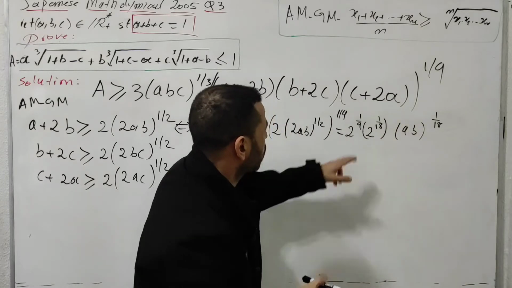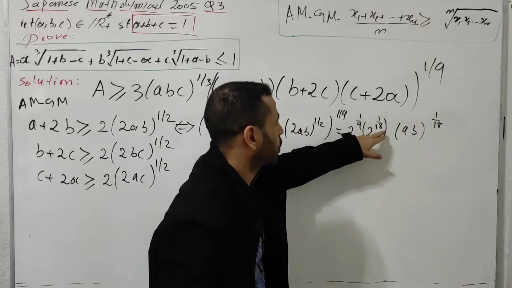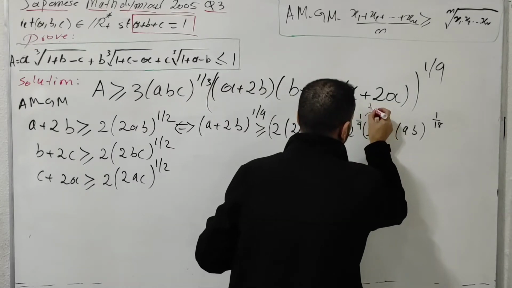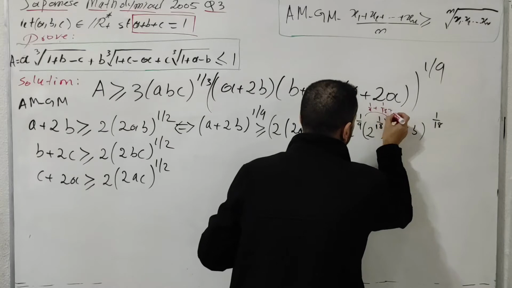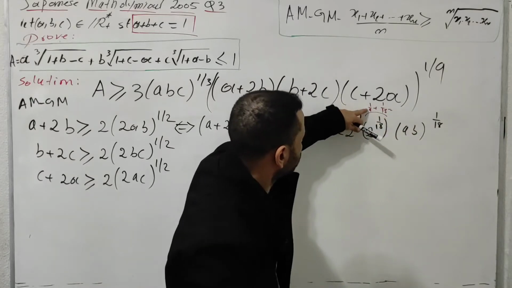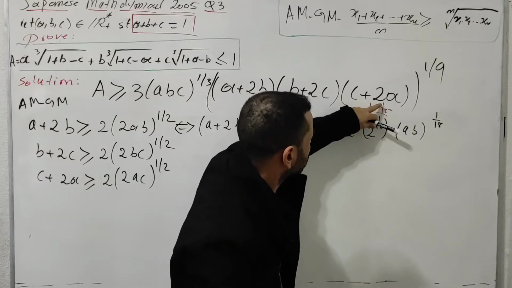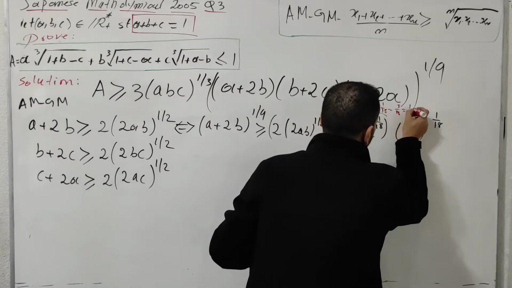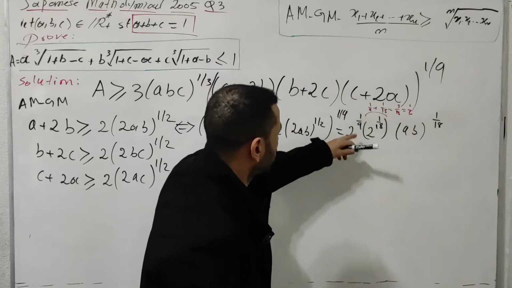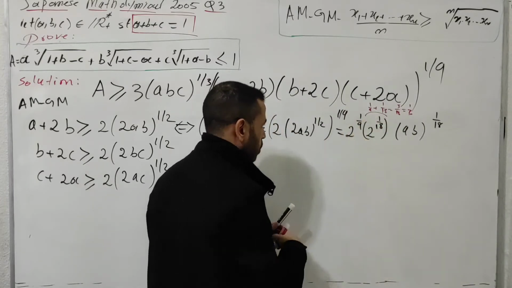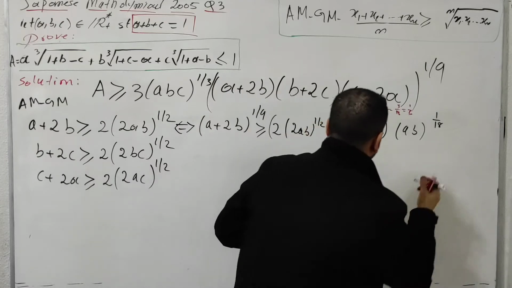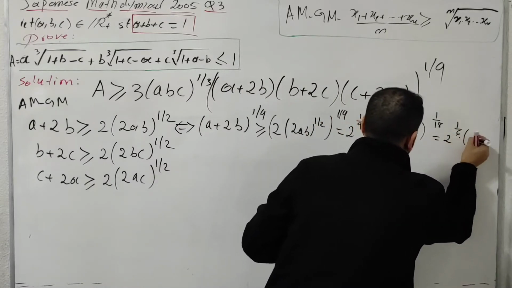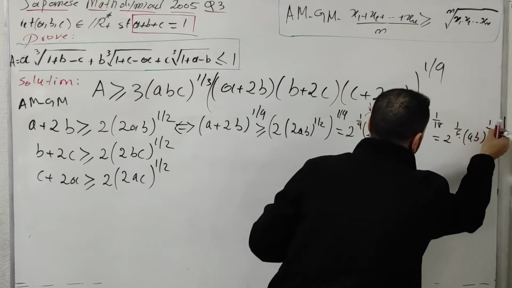Then I have 2 to the 1 over 9 multiplied by 2 to the 1 over 18. By applying the exponent rule, I will get here 1 over 9 plus 1 over 18. By multiplying numerator and denominator by 2, I will get 2 plus 1, which is 3, so 3 over 18 is given as 1 over 6. Okay, so I'm going to replace this exponent with 1 over 6. It is given as 2 to the 1 over 6 multiplied by ab to the 1 over 18.